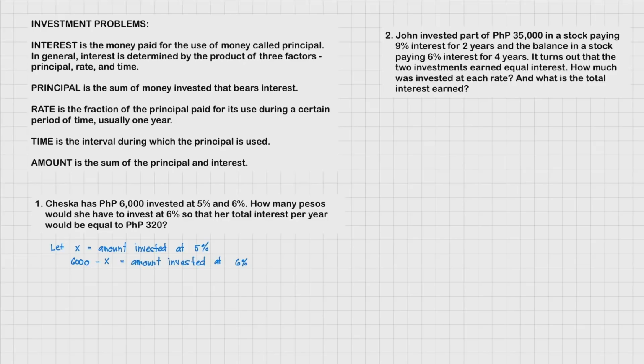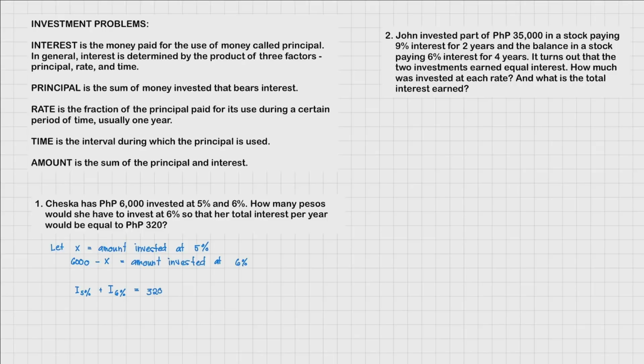Now, the interest for each investment are, let's say, the interest at 5% plus the interest at 6% would be equal to 320 pesos, right? So that is from our second statement.